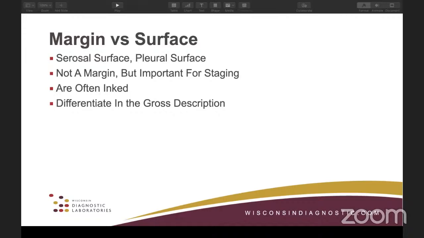If you've got a lung specimen that has a tumor in it, you'll often ink the overlying pleura because it's important to know if that's involved or not. And then you want to use a different color ink than you would for the surgical margins. So for example, in those previous specimens, I inked the resection margin orange. I would ink the pleural surface usually blue or black.